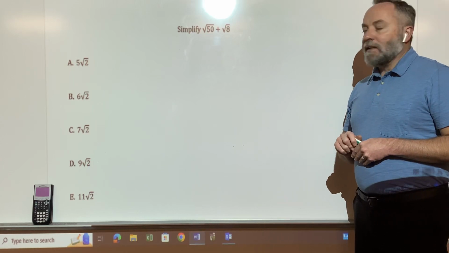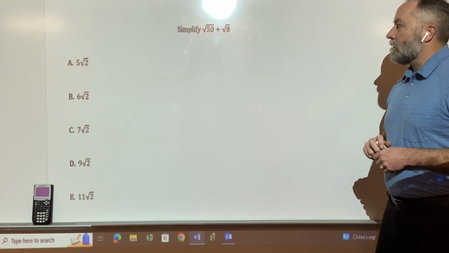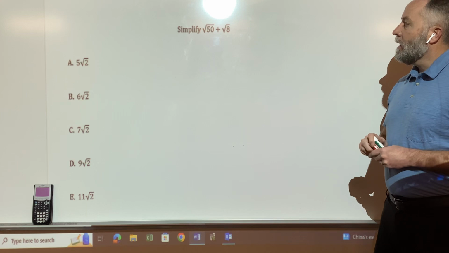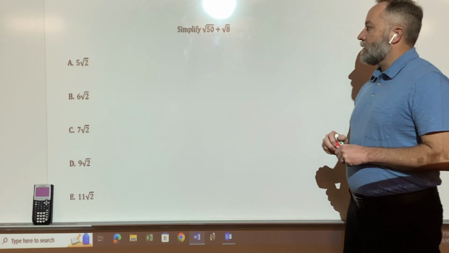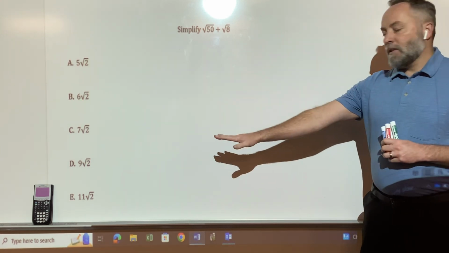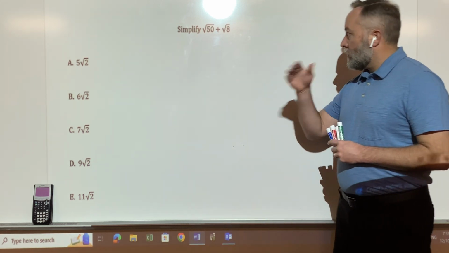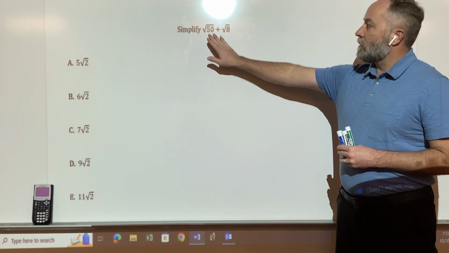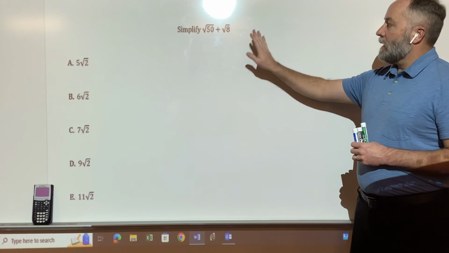This question is asking us to add and simplify a radical expression. It says simplify the square root of 50 plus the square root of 8. On the ACT, you have a calculator available to you, so you could put into the calculator the square root of 50 plus the square root of 8, get an answer there.